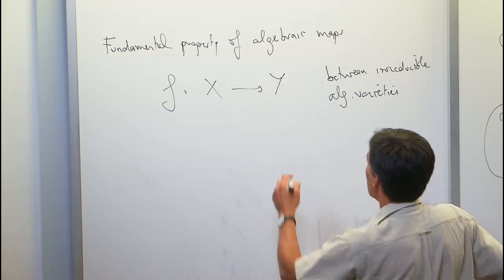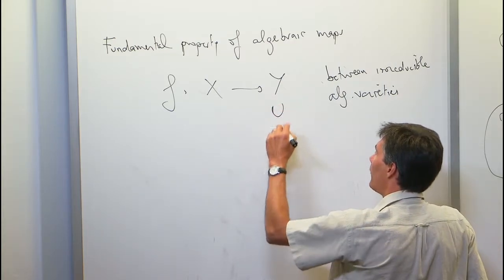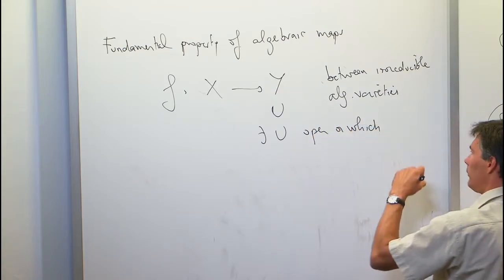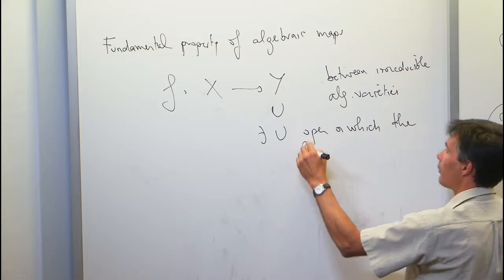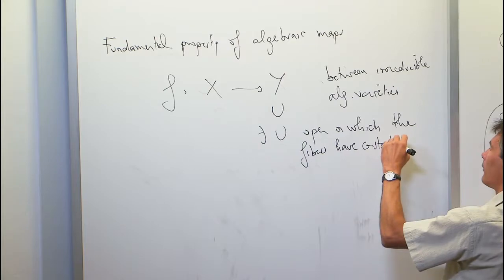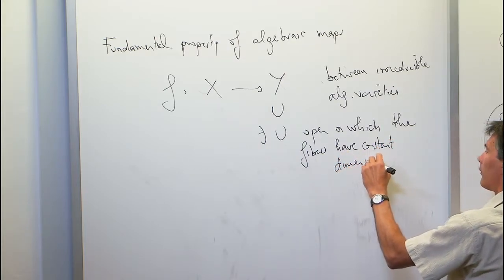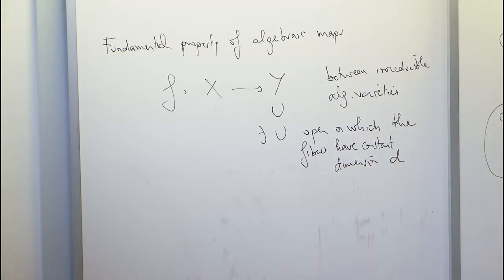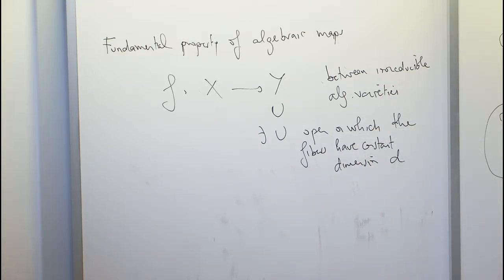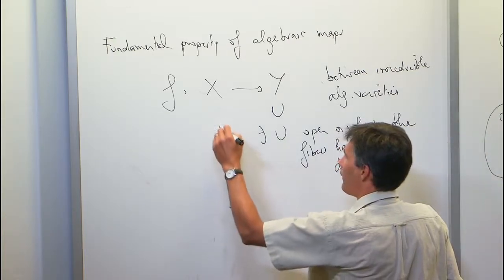So simply there is an open subset U in Y in which the fibers have constant dimension d. And outside this open set the fibers will have different dimension, but the point is that the dimension can only become bigger.